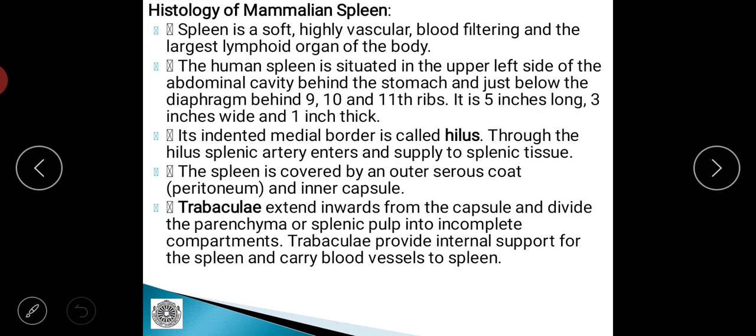And its indented medial border is called hilus, the details of which you have already seen in the second slide. Through the hilus, the splenic artery enters and supplies the splenic tissue. And the spleen is externally covered by an outer serous coat, that is peritoneum, and an inner capsule. Trabeculae extend inwards from the capsule and divide the parenchyma or the splenic pulp into incomplete compartments, and the trabeculae provide internal support for the spleen and carry blood vessels to the spleen.